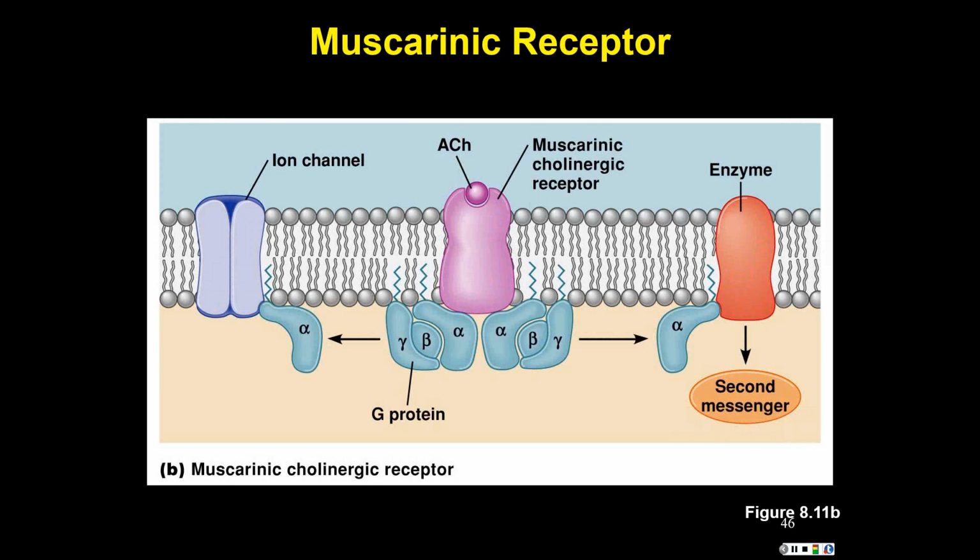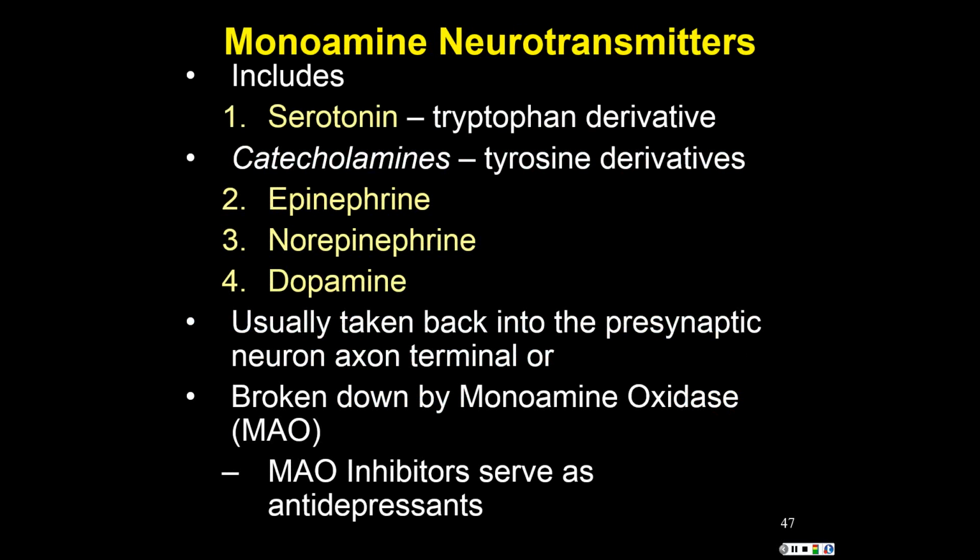So that's acetylcholine. And other neurotransmitters that we'll study include serotonin, which comes from an amino acid called tryptophan. You may have heard of that before. And then other neurotransmitters, which collectively are called catecholamines, which is just a group of neurotransmitters that get their origins from an amino acid called tyrosine. Our catecholamines include epinephrine, norepinephrine, and dopamine.